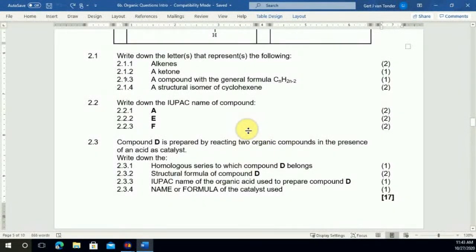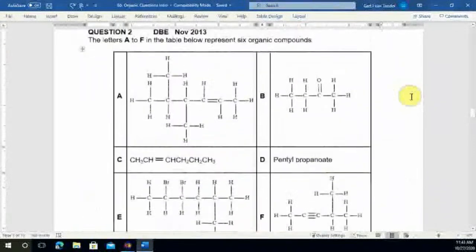Right, so on the table we're looking for, write down the letter that represents an alkene. There's more than one alkene, as you can see it's 2 marks and it says alkenes. An alkene has a double bond between adjacent carbons, and I see that A has a double bond between adjacent carbons. So A is definitely an alkene. There's a double bond, but it's not between 2 adjacent carbons. There's a double bond between adjacent carbons, so our 2 alkenes are A and C.